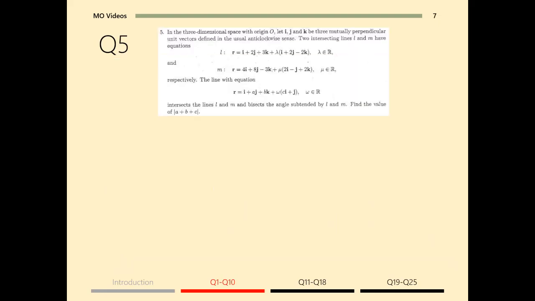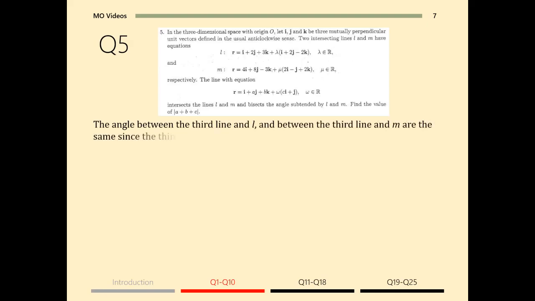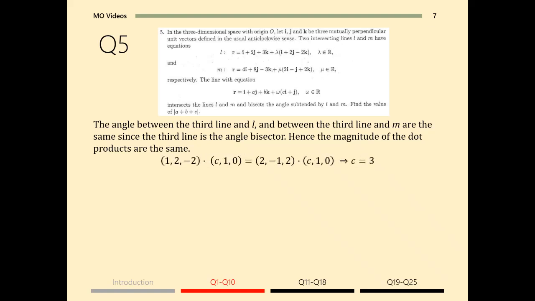This question is a lot less straightforward than the ones before. Again, pause this video if you need to. So this question states the third line is the angle bisector of lines L and M. So the angular distance to lines L and M from this third line will be the same. The dot product of L and the third line will be equal to that of M and the third line. Taking the dot products of the gradient matrices, we find C equals to 3.